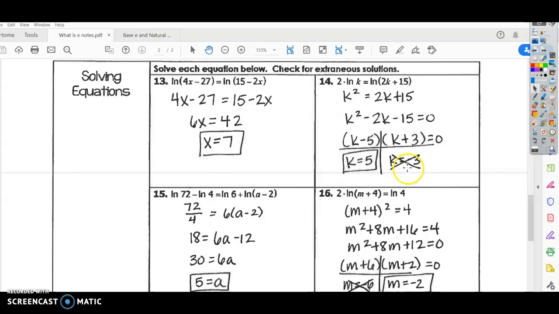When we do that, you have to plug it in to see if you have an extraneous solution. We talked about extraneous solutions with rational equations and with radical equations as well. And now you're going to see them again here with some of the logarithmic equations.